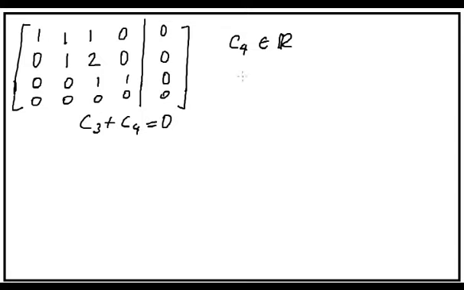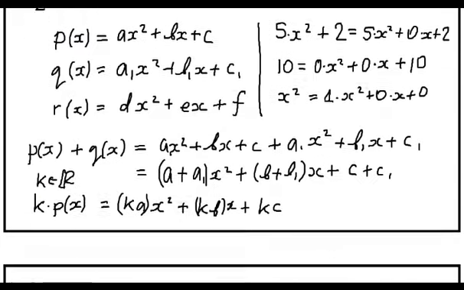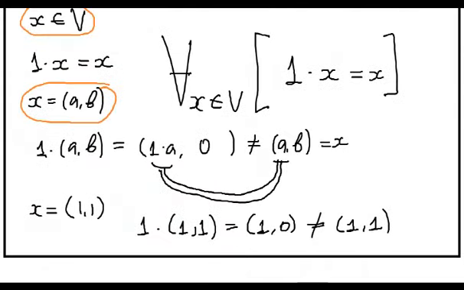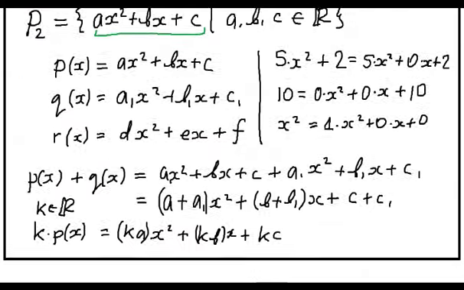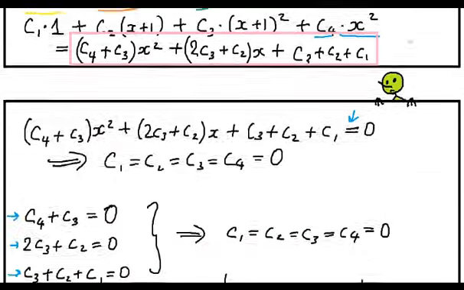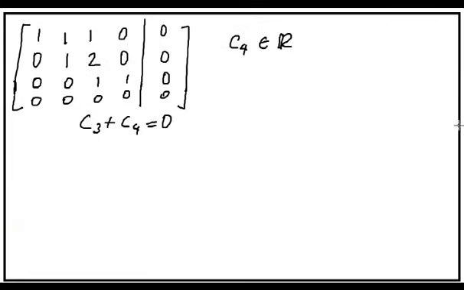So, the sequence of polynomials we started with, let's go back to that. Here we are. This sequence of polynomials cannot be linearly independent, because C4 can be any real number. Now, when a sequence is not linearly independent, it's going to be linearly dependent.